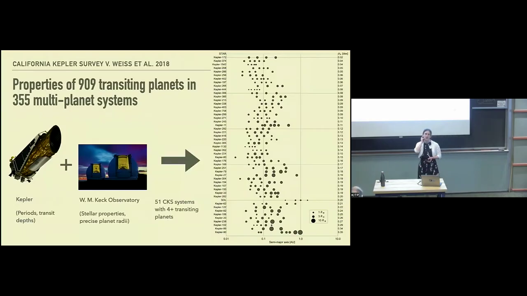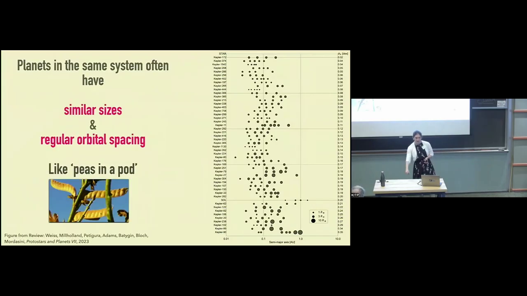What I'm showing here is actually just a subset of the planets from our survey. These are 51 systems that have 4 or more transiting planets. And if you look carefully, you'll see that there are some patterns in the sizes and spacing of the planets, which is that planets in the same system often have similar sizes and regular orbital spacing, like peas in a pod. So if you've heard of that pattern, this is the study that it comes from.